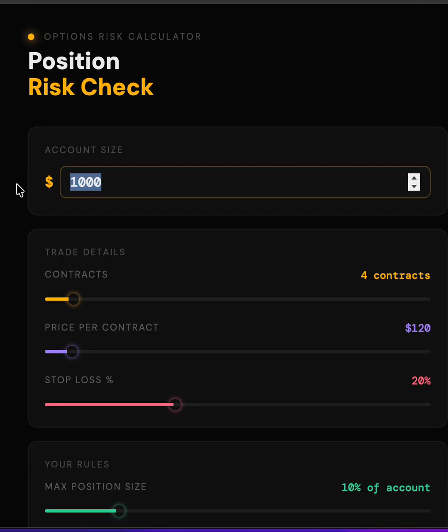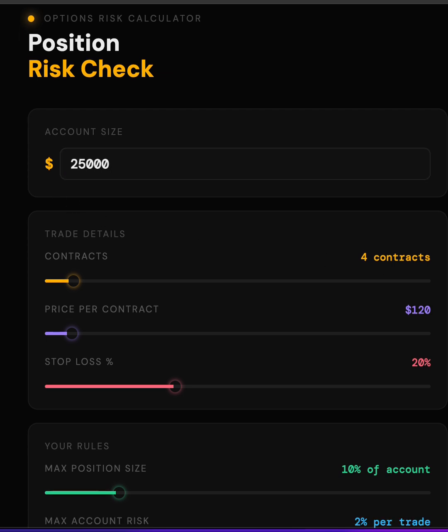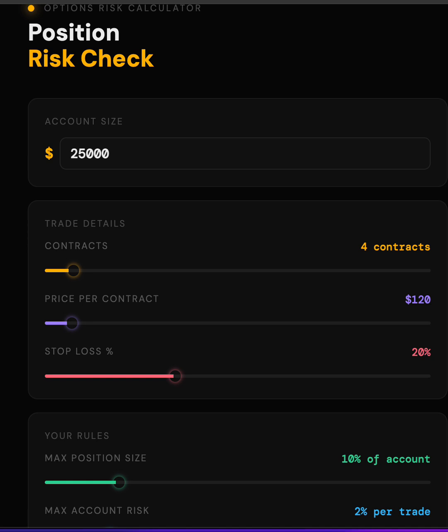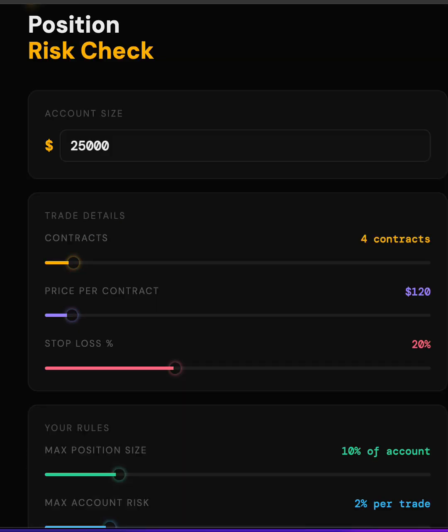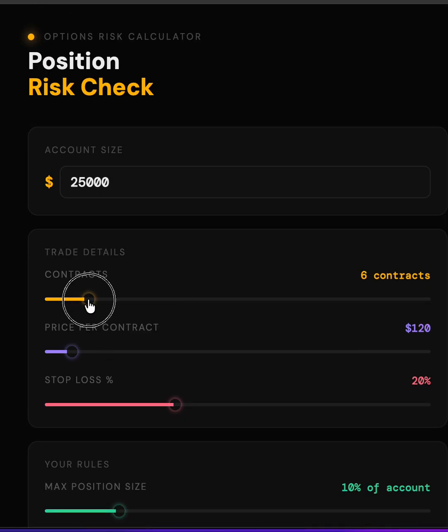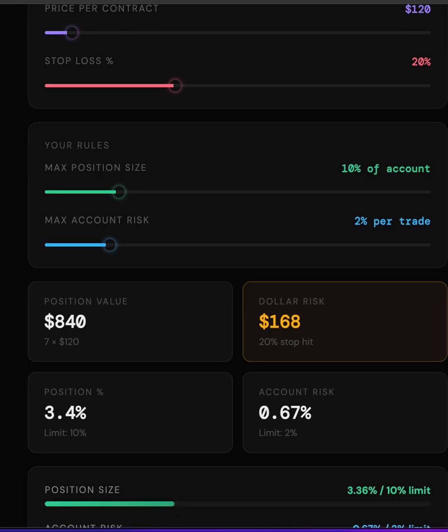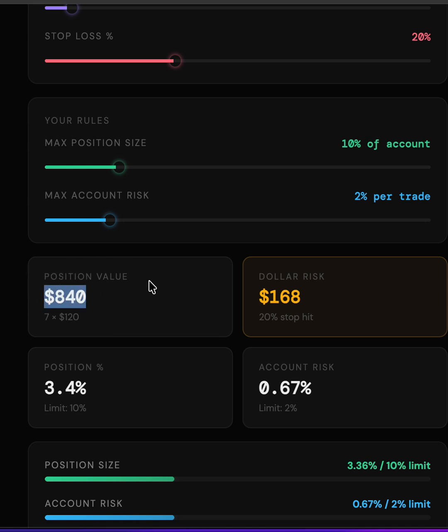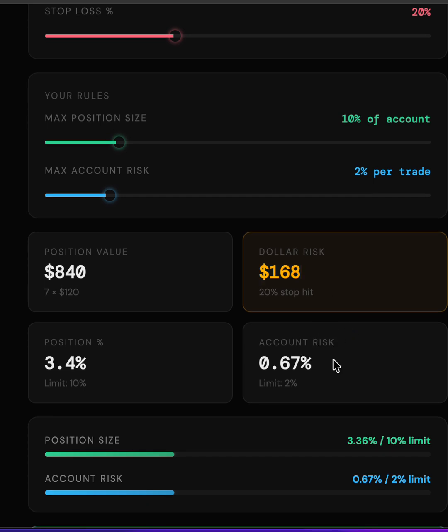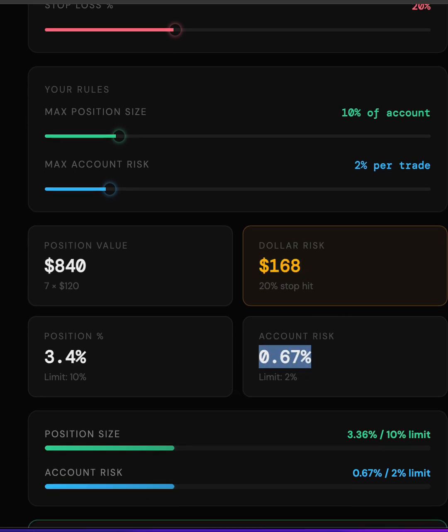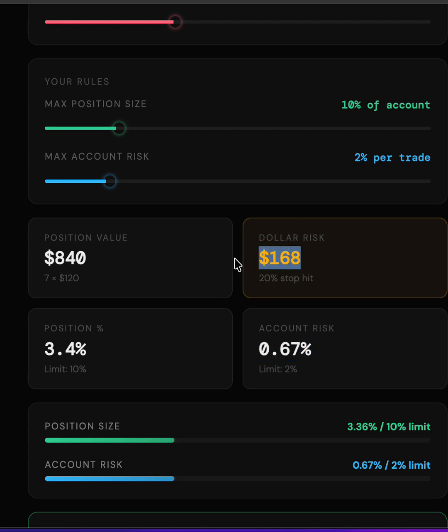And if you have a $25,000 account and you take the same setup, 4 contracts, 120 each, you're risking maybe just, let's scale up a little bit. So let's say you take 7 contracts, 120 each. Your position size is now $840. You're risking about $160. So your total account risk is 0.67%, which is barely nothing. And you can sort of handle that risk mentally because your overall account size is bigger.